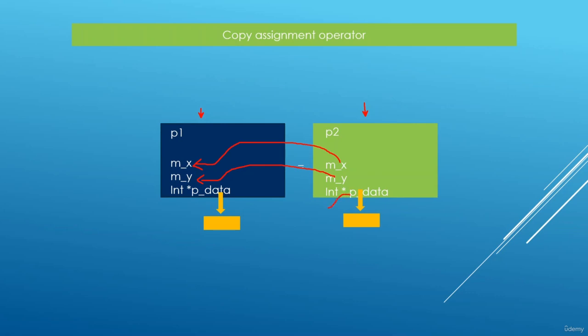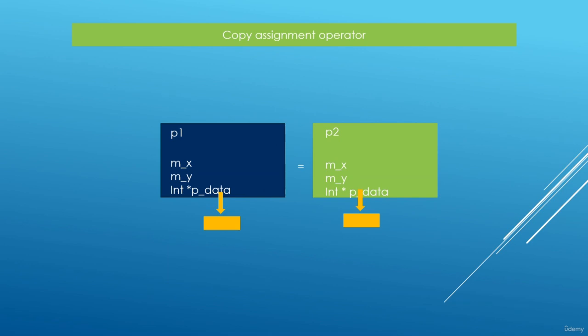So we're going to do something like this, and now these two are going to be pointing to the same location. P1 and P2 are going to be pointing to this location here, and this is bad. As we have seen in copy constructors, we don't want this. That's why you might want to do your own copy assignment operator.